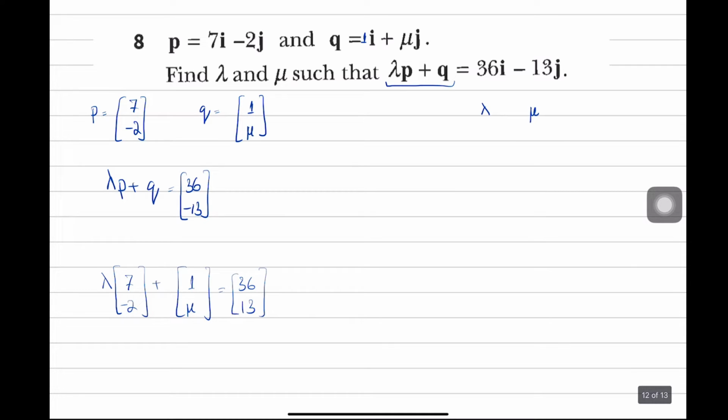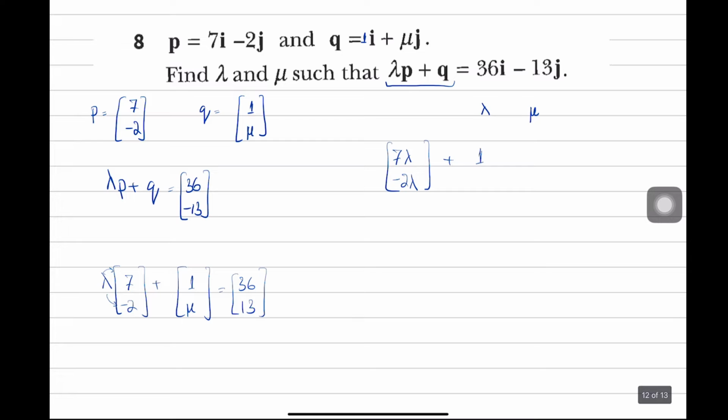Now this is the point where we start making two equations. By the way, you guys are lucky because we won't have to solve these two equations simultaneously. We'll find lambda and mu with the help of one equation each. So if I multiply lambda and 7, what happens? Here's what we get. We get 7 lambda, and this lambda will get multiplied by minus 2 as well. So minus 2 lambda.